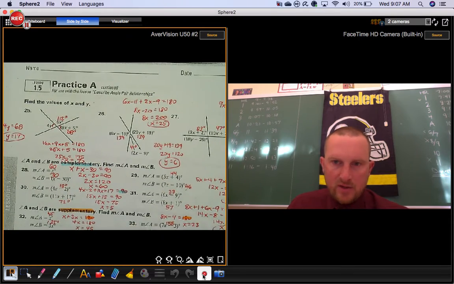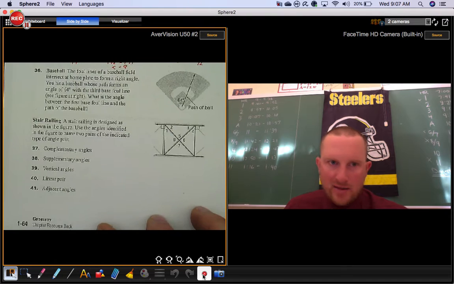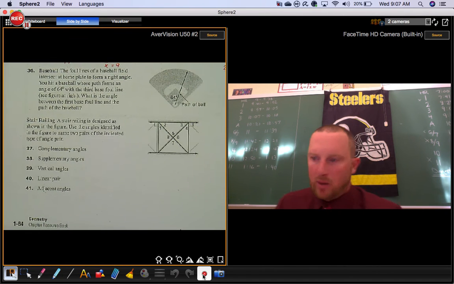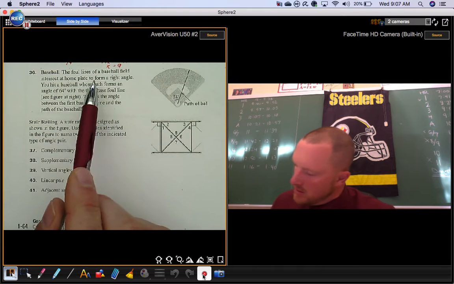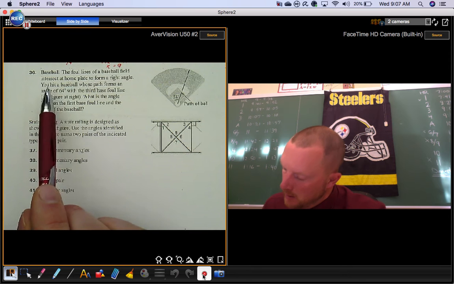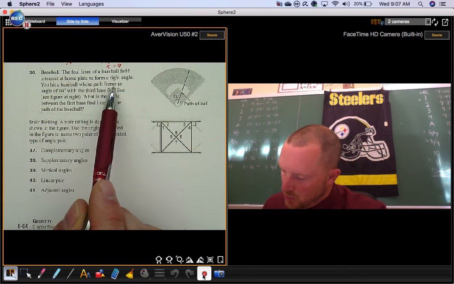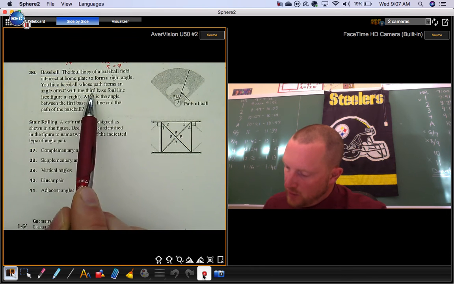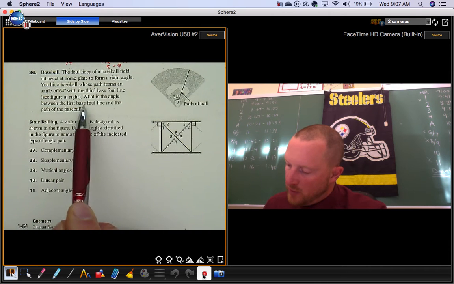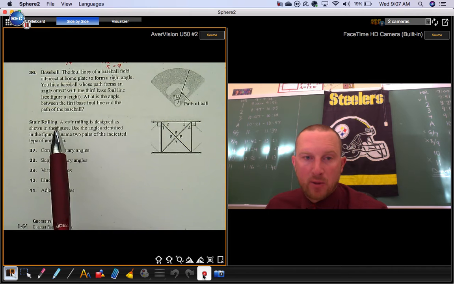It's practice A for section 1.5. We're going to do the last two problems there. Number 36 is a baseball problem. It tells you that the foul lines of a baseball field intersect at home plate to form a right angle. You hit a baseball whose path forms an angle of 64 degrees with the third base foul line. What's the angle between first base foul line and the path of the baseball?